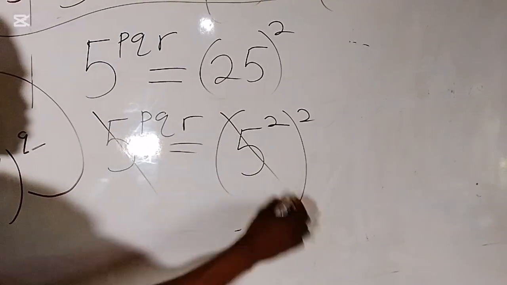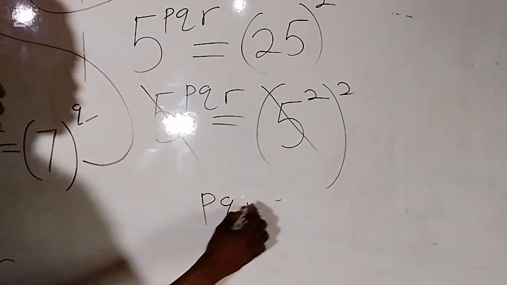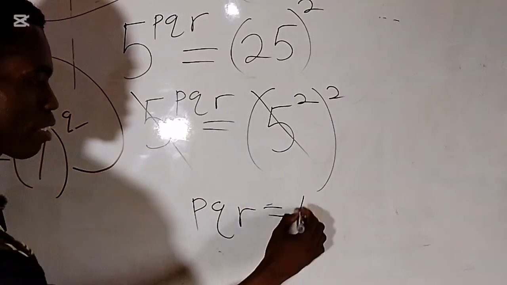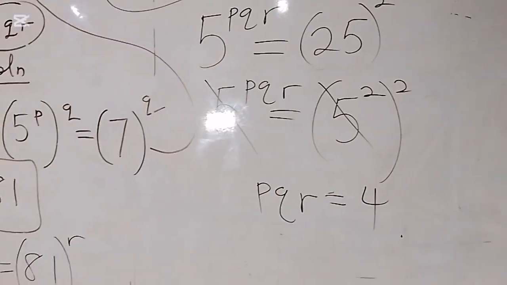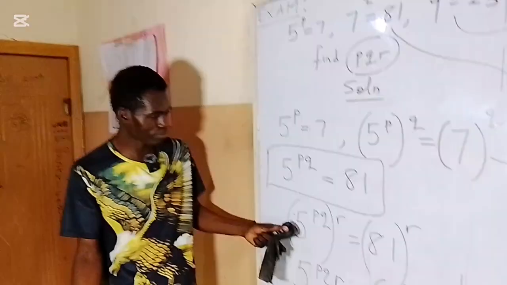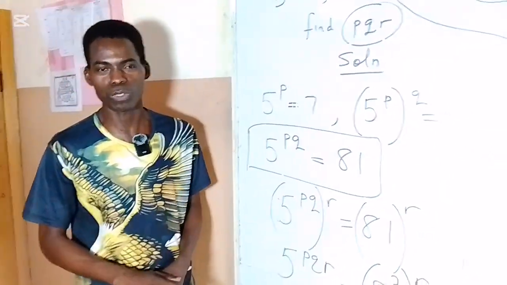So let me pause for a while. From here, I can cancel this. That means pqr is equal to 2 times 2. What would that give you? 4. Now we've gotten the answer. We've gotten 4. So I want to believe that this question was worth the time.